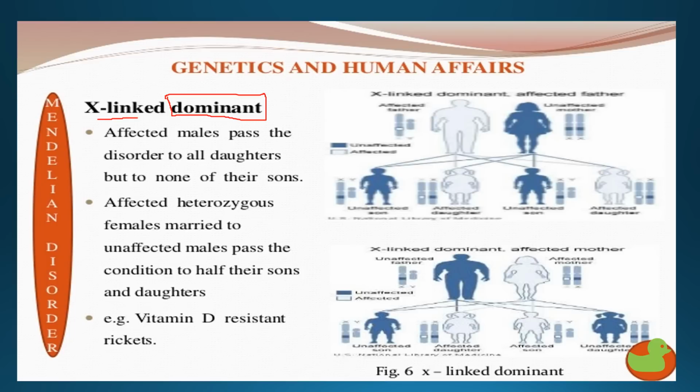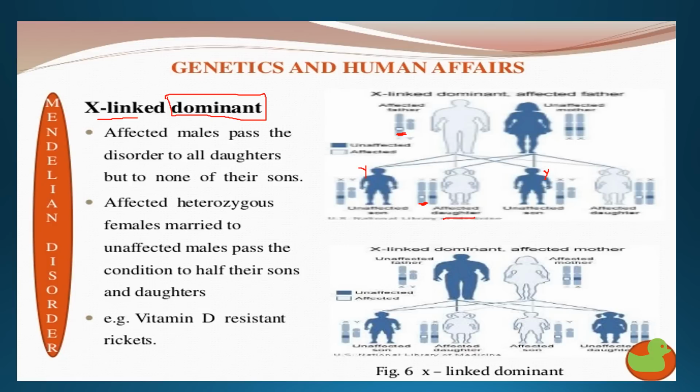Examples of this are rickets, follicular hypertrichosis, incontinentia pigmenti. All these are examples of X-linked dominant diseases. Now if you see here, the father is carrying the affected gene. So the father is transferring this X chromosome to the daughter. When the daughter inherits this mutant one, she will be affected. The sons inherit only the Y chromosome, so they are not affected because the mother is normal.